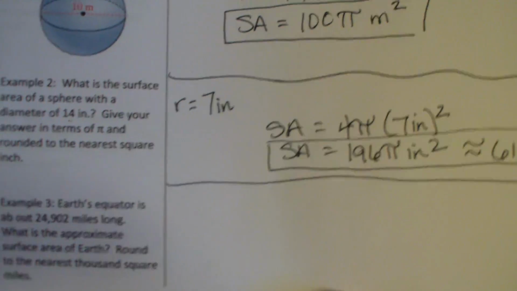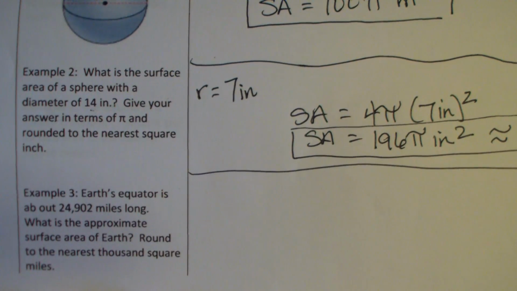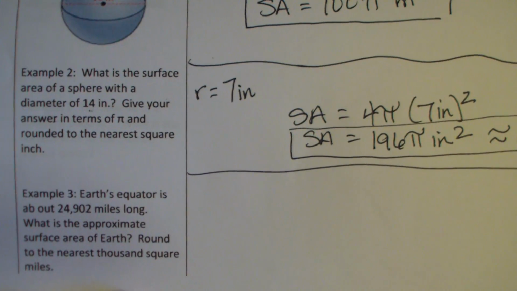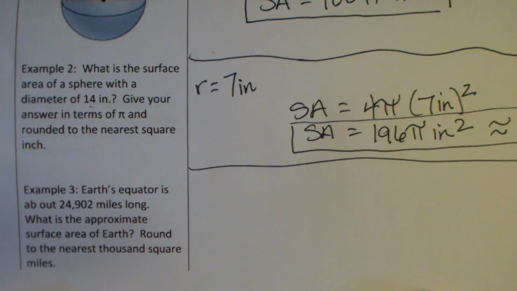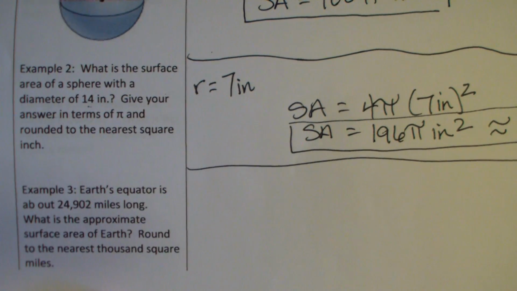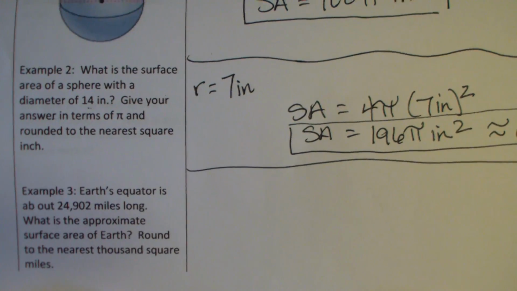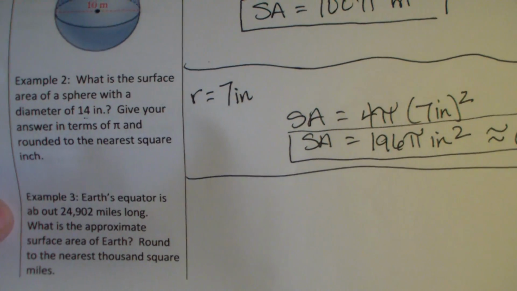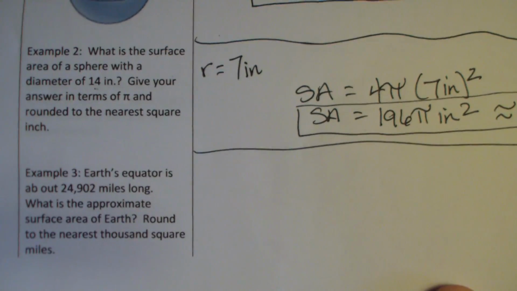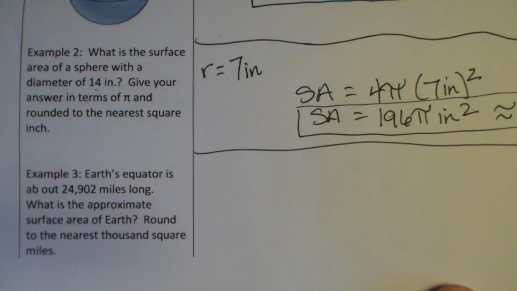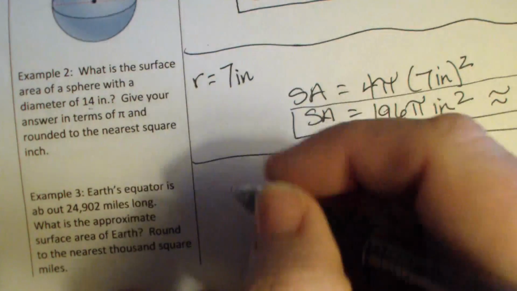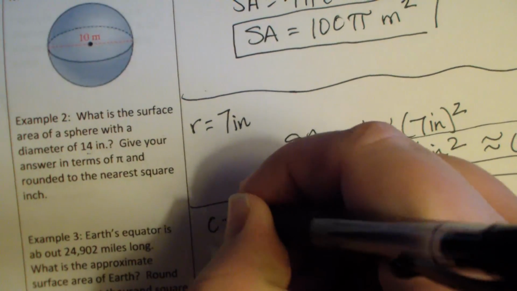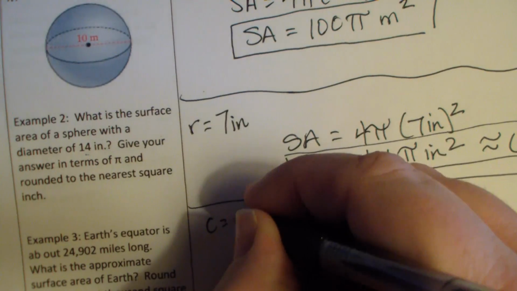Example 3. The Earth's equator is about 24,902 miles long. What is its approximate surface area? Round to the nearest 1,000 square miles. Alright, so if we're talking about the length of the equator, that means we're actually talking about the circumference of our sphere.